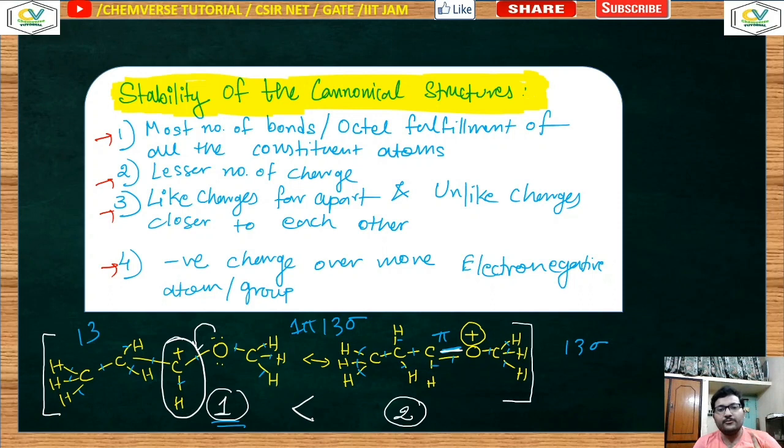Now if you follow the fourth rule, then you can say that oxygen is more electronegative, so it will not allow the positive charge. So if you consider only the fourth point, you can say that the first one will be more stable. But that's not the case. You have to go sequentially. Number 1, number 2, number 3, number 4. You have to follow this sequence, otherwise you can't get the right answer.